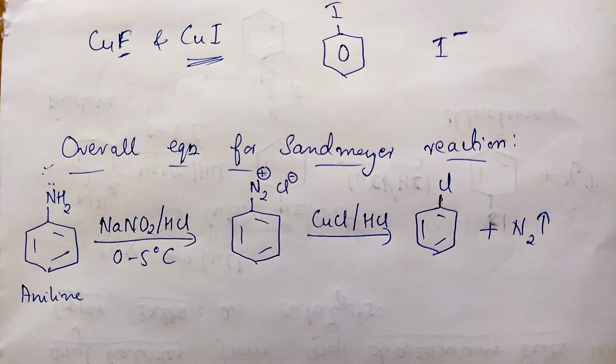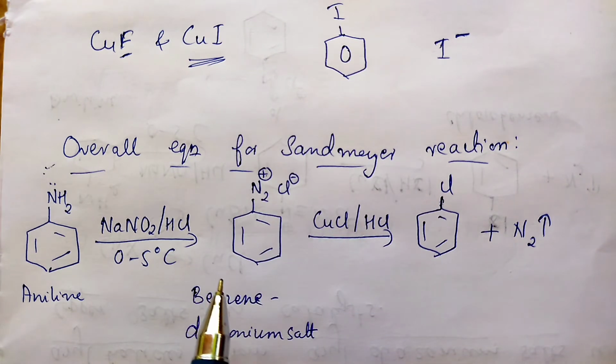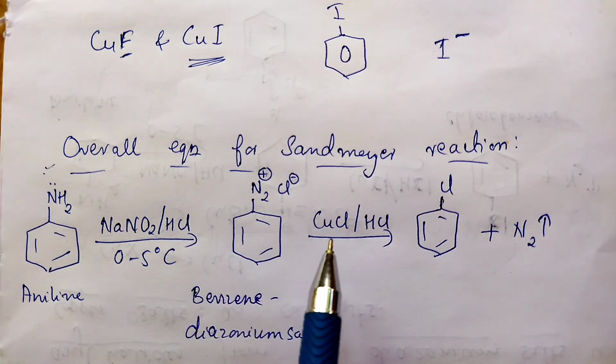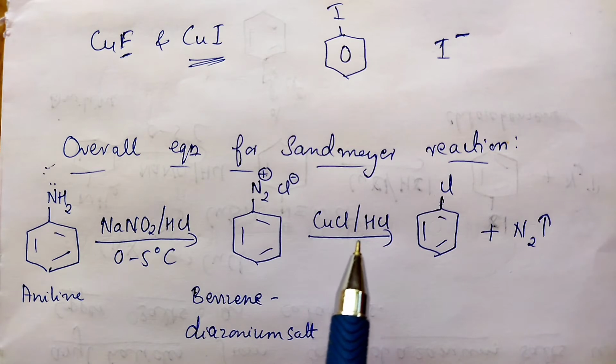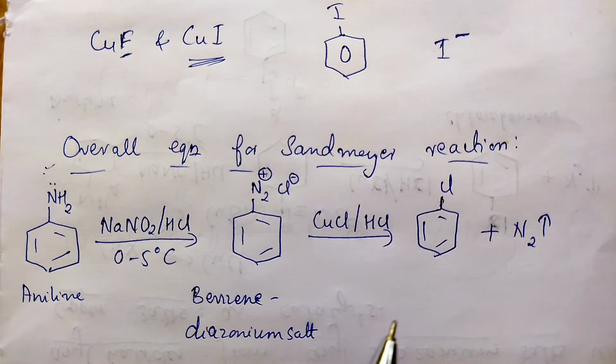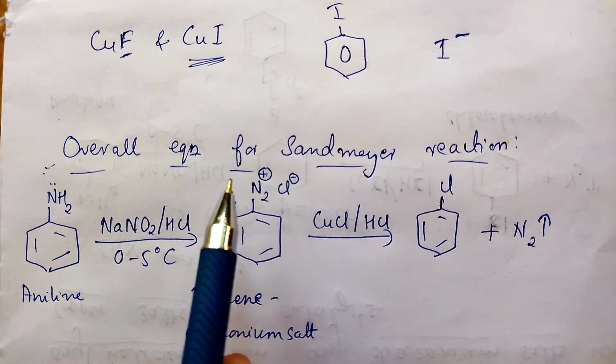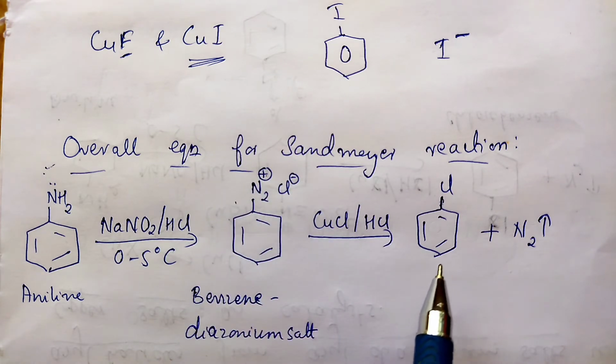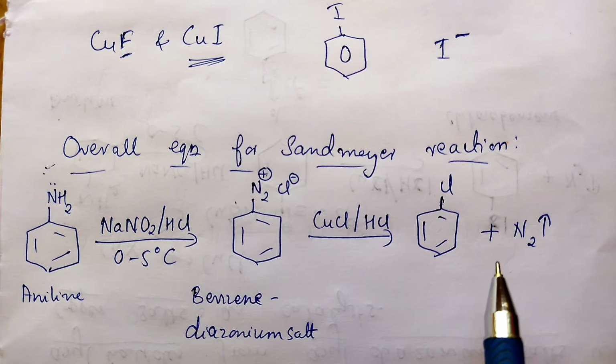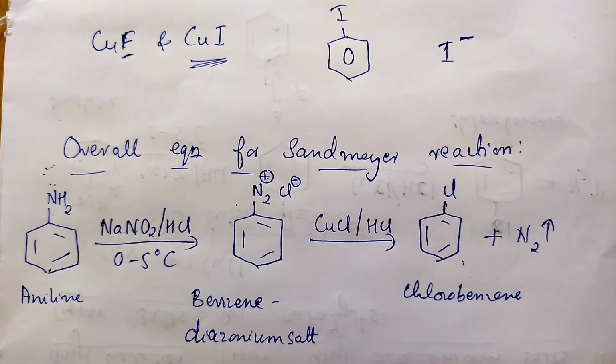Once the diazonium salt is formed, treat it with suitable catalyst like CuCl in the presence of mineral acid HCl. At that time, a simple substitution reaction takes place, resulting in the formation of chlorobenzene with the liberation of nitrogen gas from the diazonium salt. So this is the overall reaction.